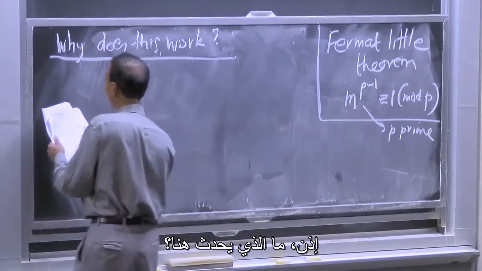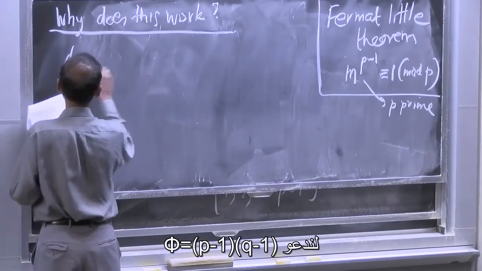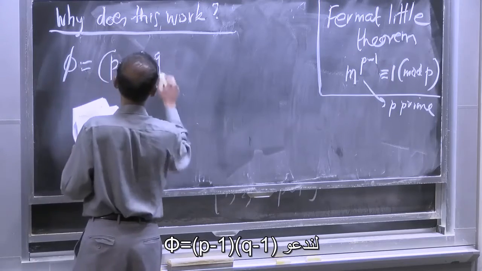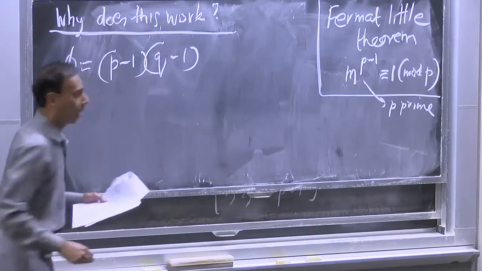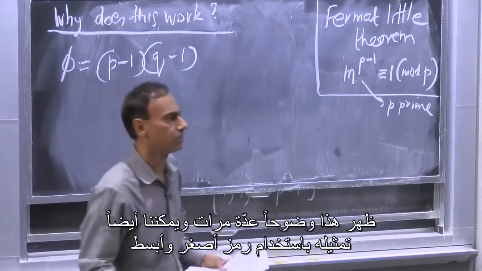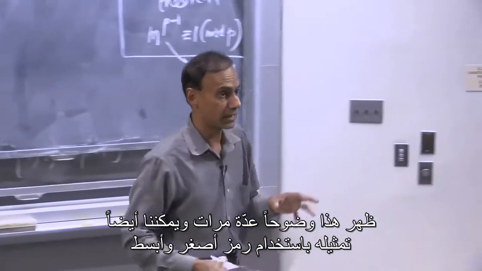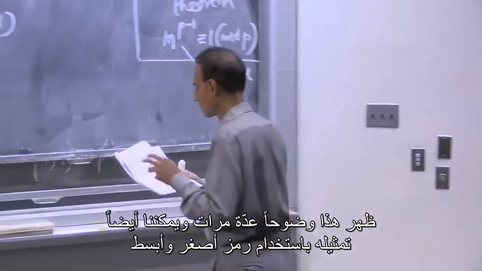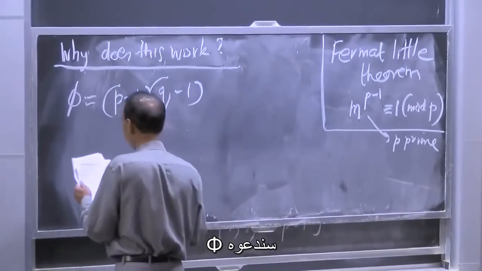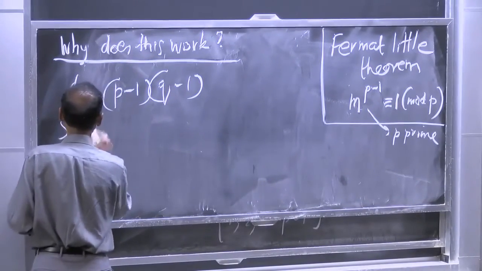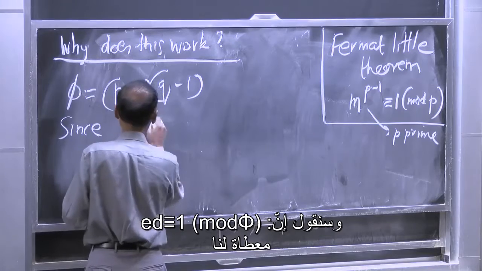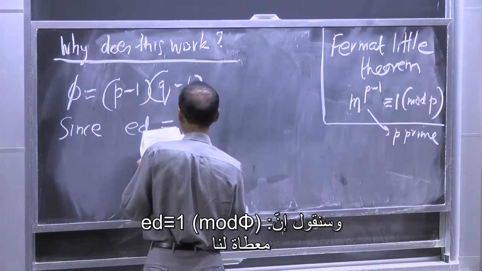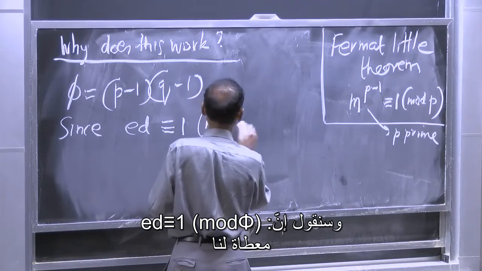So what's going on here? Let's call phi P minus 1 times q minus 1. Obviously, that's showed up a couple of times, and may as well represent it using a smaller, simpler symbol. So we'll call that phi. And we are going to say that ED equals 1, mod phi, is given to us.